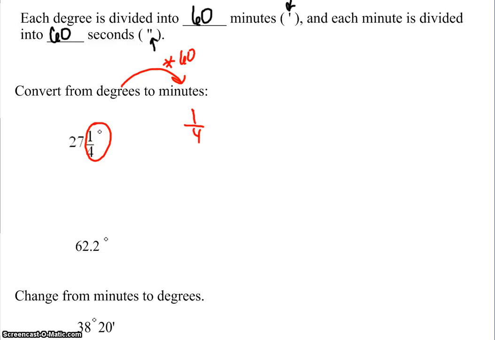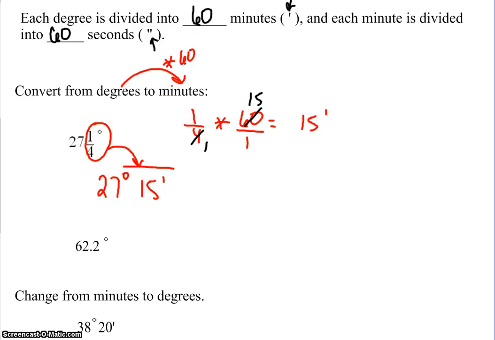So 1/4 of a degree times 60 minutes for every degree, well, then 1/4 of 60 would be 15 additional minutes. Or if you want to do the little simplification, I don't care. But essentially that's 15 more minutes. So the way I would write this is, we still have the 27 full degrees, and that 1/4 portion is really the same thing as 15 more minutes on top of the 27 degrees. So it's 27 degrees, 15 minutes.